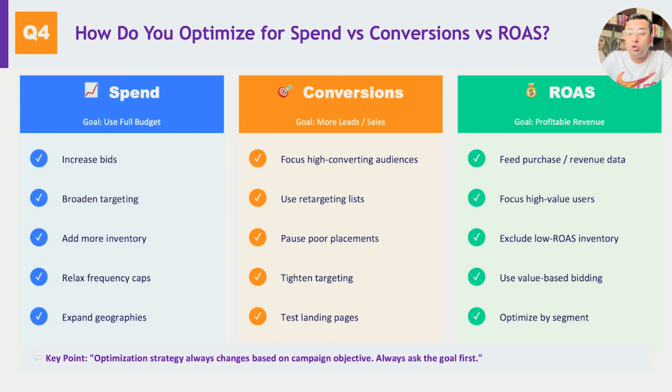I will exclude low ROAS inventory. Inventory which does not give me a return on ad spend proportional to the money I spend on the ads, I will remove all that inventory. I will use value based bidding, because I will bid as per the needs of the line items. I won't just bid higher to get more impressions or bid lower to tighten my targeting.